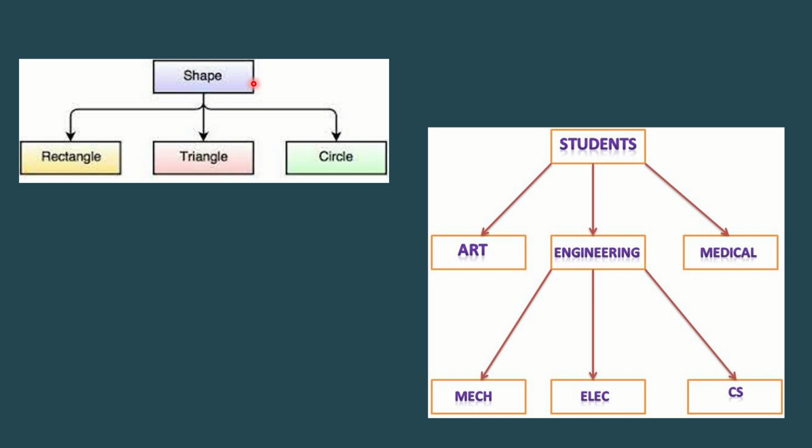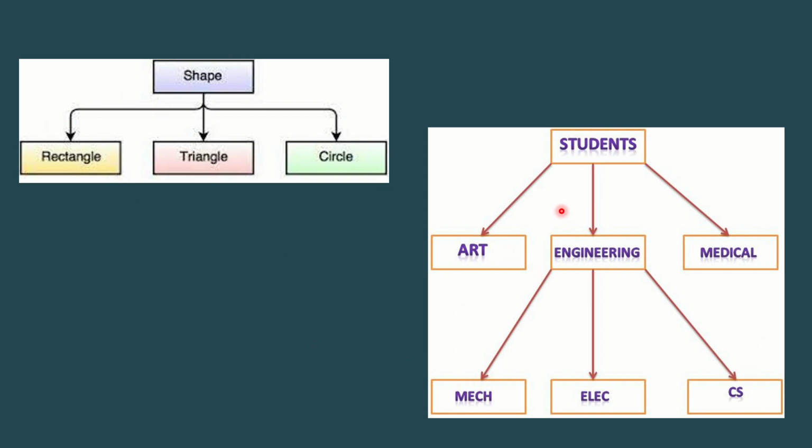Here, shape is a base class. Rectangle, triangle, and circle are derived classes. So rectangle, triangle, and circle are shapes. So it has properties of shapes. So these are derived classes, and this is a base class. This is like a tree, a simple tree. Okay. This is known as hierarchical inheritance.